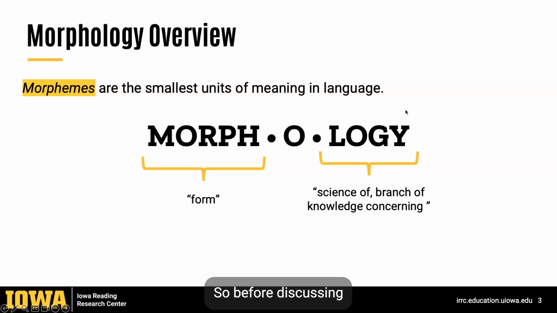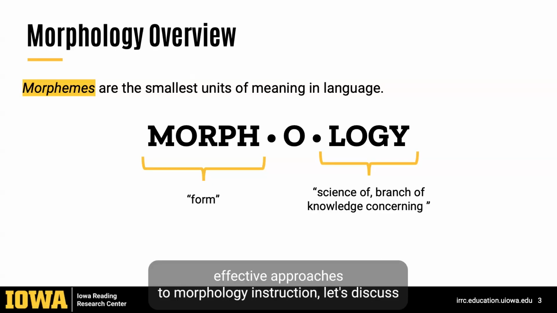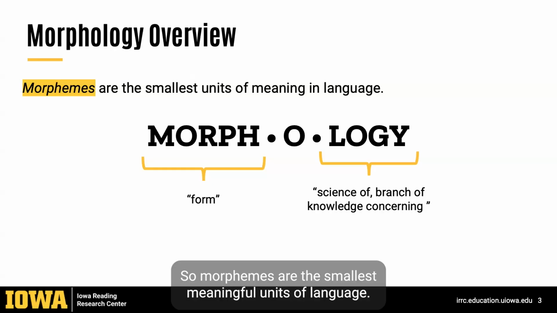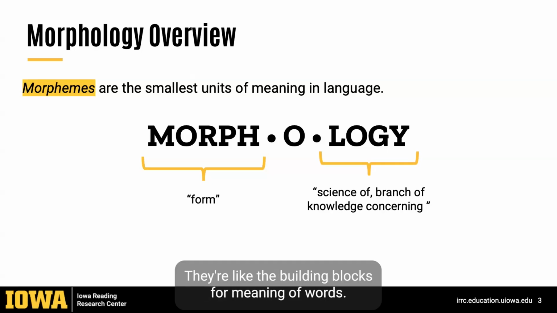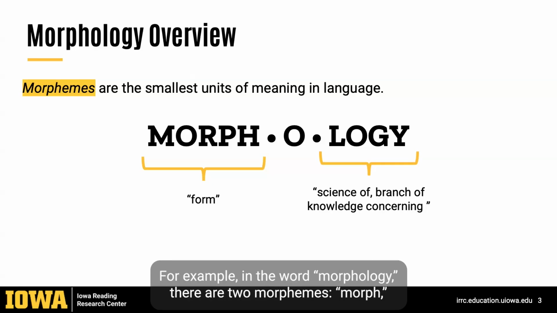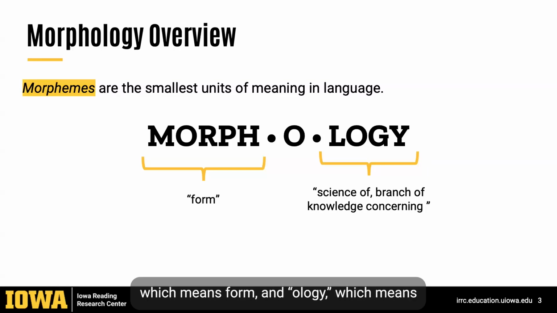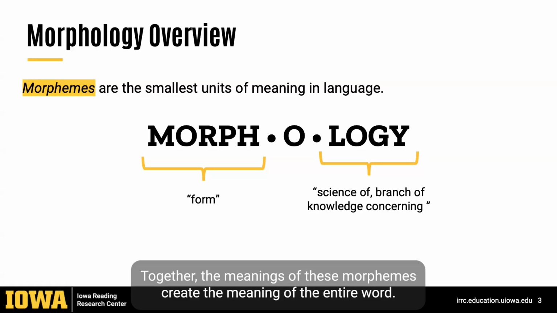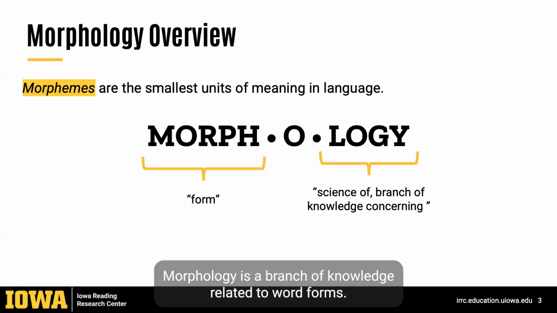So, before discussing effective approaches to morphology instruction, let's discuss some key terms and concepts related to morphology. Morphemes are the smallest meaningful units of language. They're like the building blocks for meaning of words. For example, in the word morphology, there are two morphemes, morph, which means form, and ology, which means science of or branch of knowledge concerning something. Together, the meanings of these morphemes create the meaning of the entire word. Morphology is a branch of knowledge related to word forms.